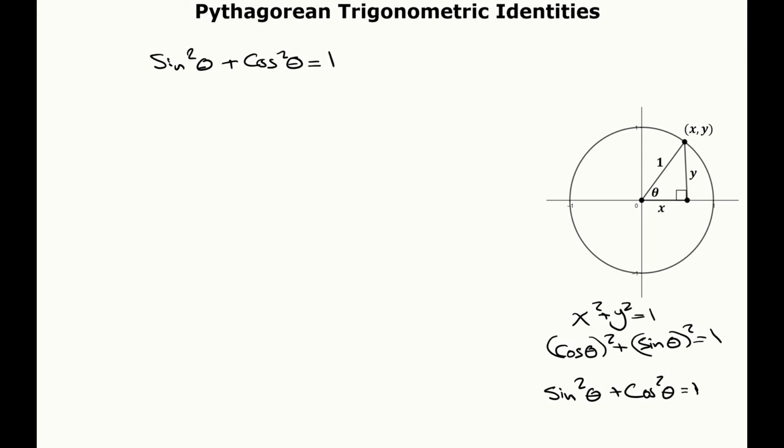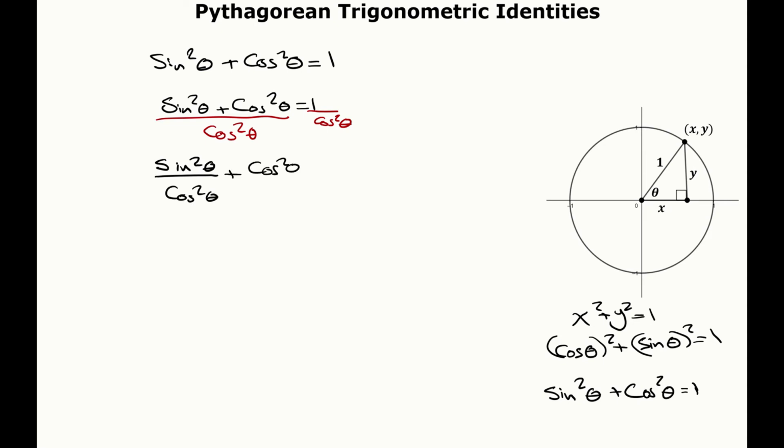Now, obviously, doing some very simple algebra with this, such as, for example, we can take both sides of the Pythagorean identity and we can divide by cosine squared theta, and we end up with sine squared theta over cosine squared theta plus cosine squared theta over cosine squared theta equals 1 over cosine squared theta.